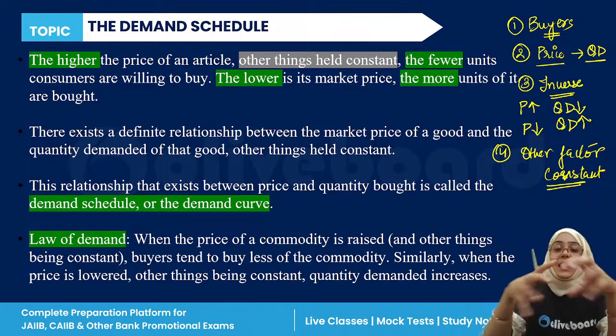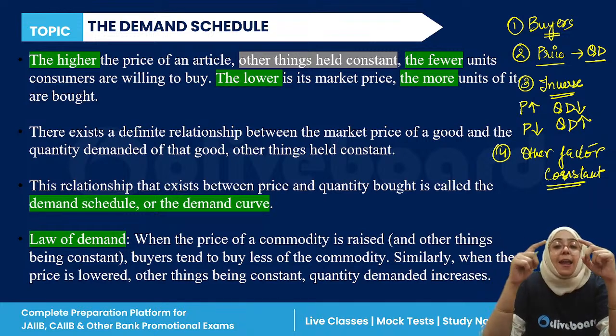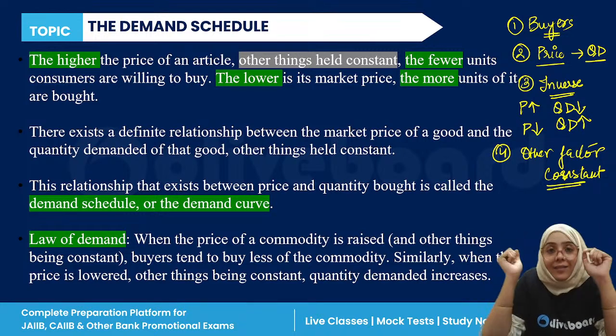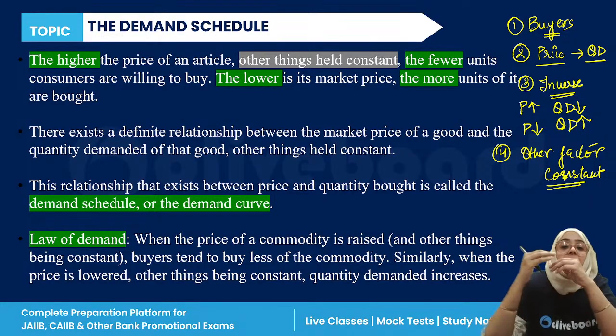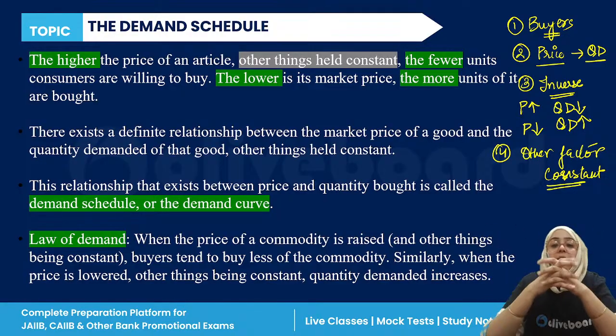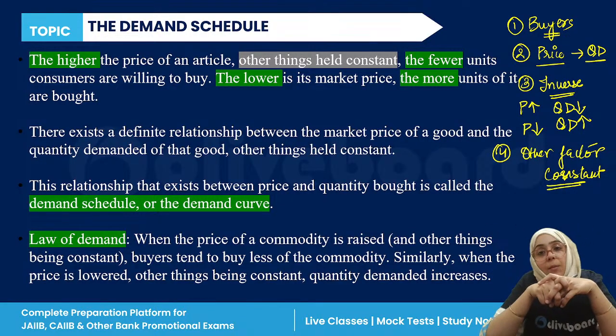Now tell me, if all the other factors are constant and only the price increases, then the demand for that particular product obviously decreases. And if the price decreases, the demand for that particular product increases. That is called the law of demand, right?